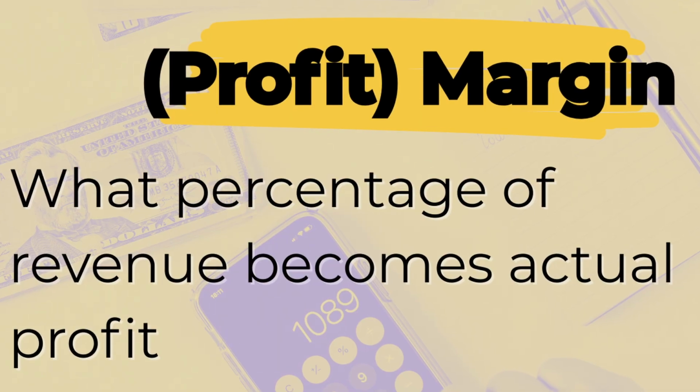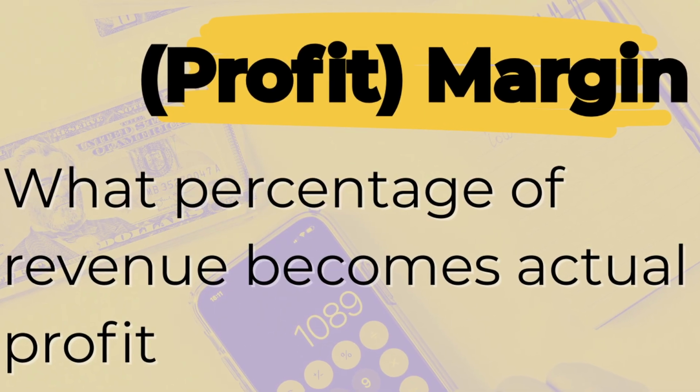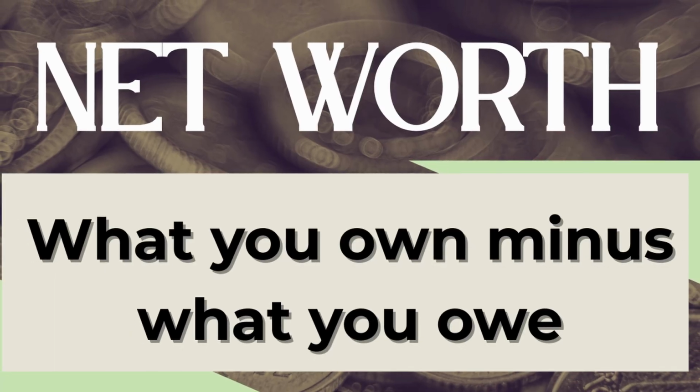Margin, specifically profit margin. This is the percentage of revenue or sales that becomes actual profit. If a company makes $1,000 and keeps $300, then its profit margin is 30%. Net worth. Net worth is what you own minus what you owe. So if you own $15,000 in stocks, but you owe $5,000 on your credit card, your net worth is $10,000.